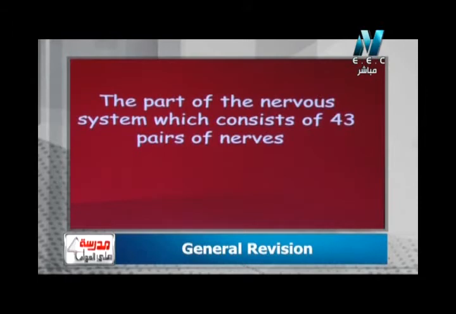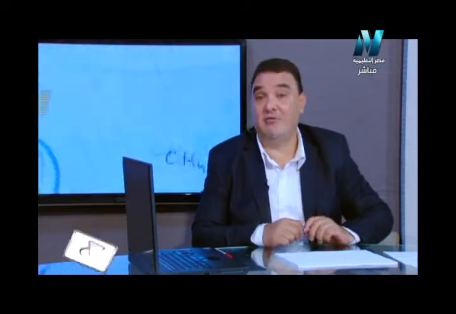The part of the nervous system which consists of 43 pairs of nerves. I think it will be a difficult question, so let me calculate how many nerves our body contains. ناخد بالنا كده كويس قوي كل الأعصاب اللي في جسمنا تقريبا كام عصب بالظبط. We have studied a very important part of the nervous system which is the peripheral nervous system أو الجهاز العصبي الطرفي. And we know that the peripheral nervous system consists of two main parts which are the cranial nerves الأعصاب المخية and spinal nerves الأعصاب الشوكية.